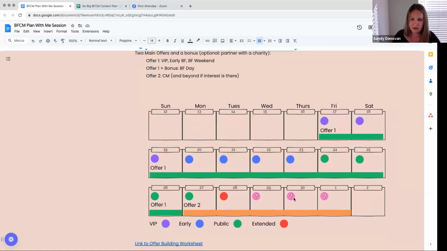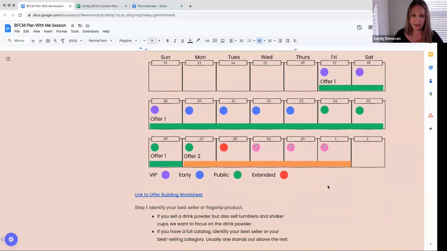So then in pink here, this is your extended audience. You could extend this throughout the rest of the week, and that would give you a good 2 weeks of sales. So that would make it so that you have a nice plateau of revenue throughout a good chunk of November if you follow this plan.